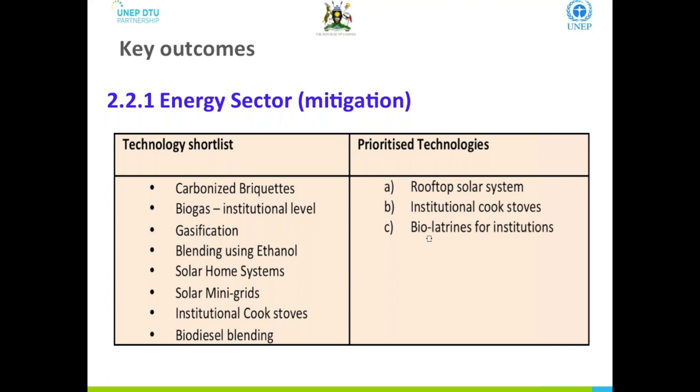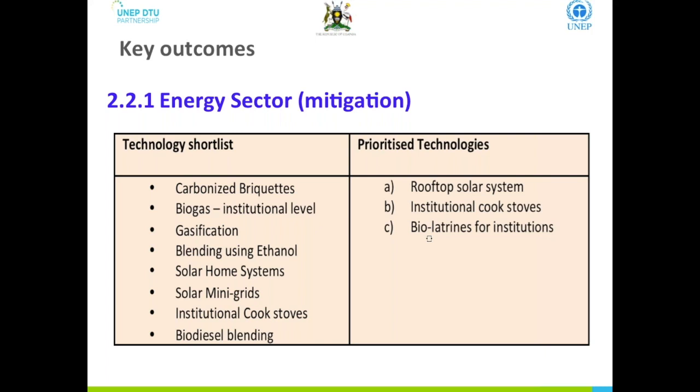One of the things that we looked at is off-grid solar provision, especially given the pattern of settlement in Uganda. We thought that at the rate at which we are electrifying, it might take a long time, and some areas might not even receive hydro immediately. So rooftop solar system was prioritized.